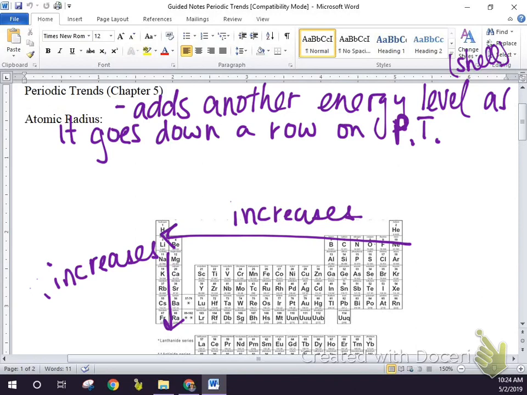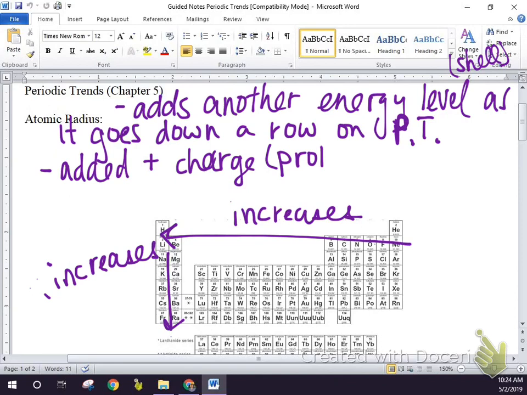Okay, so that's periodic trends. It adds another shell, and then added positive charge or protons pull electrons in closer.